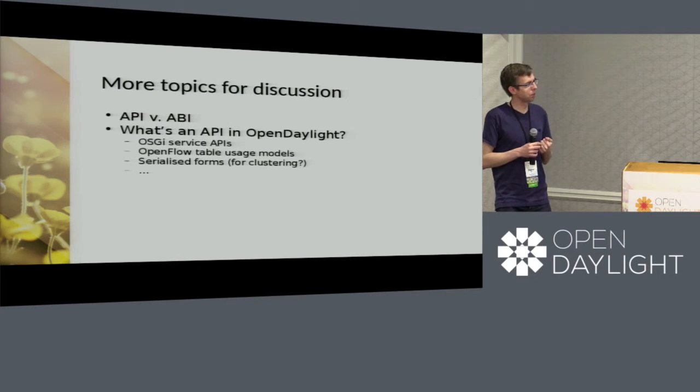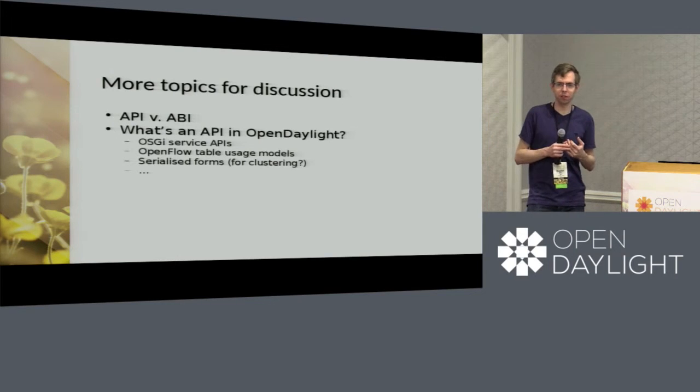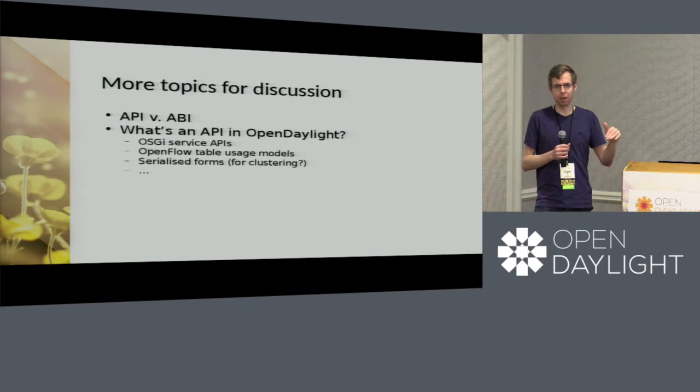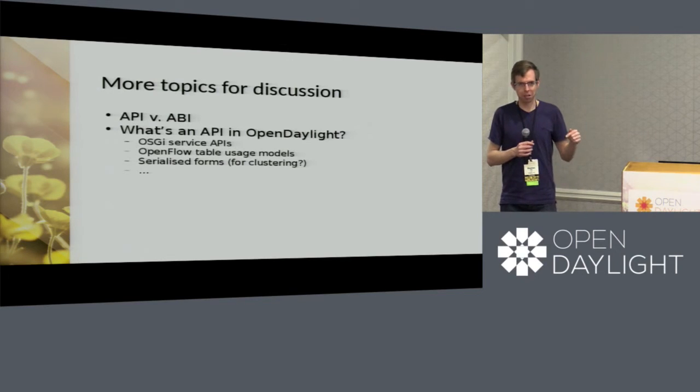Other things too. Semantic versioning only cares about public APIs, but there are instances, I think, in OpenDaylight where it makes sense to care about the ABI. If you're not familiar with the terminology, API is application programming interface, and ABI is application binary interface.